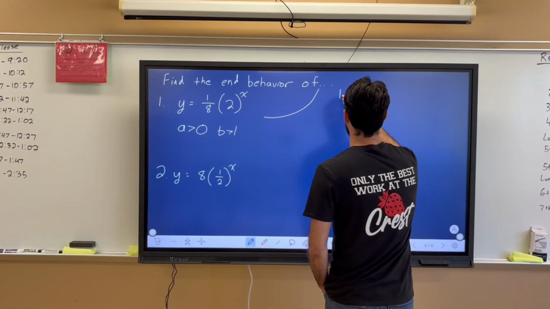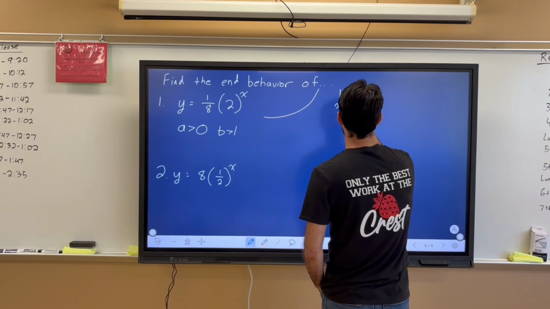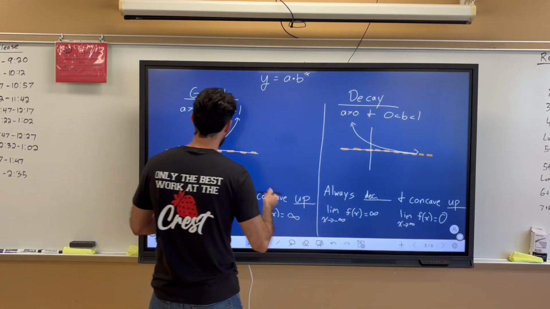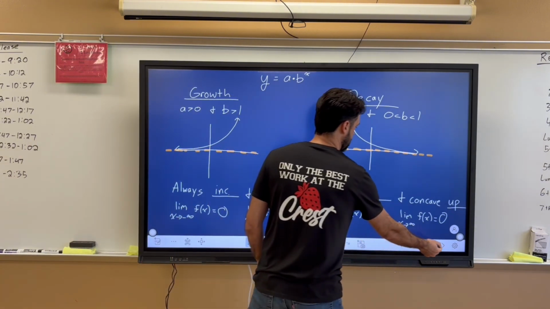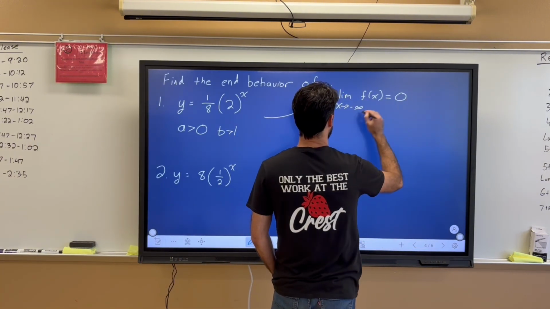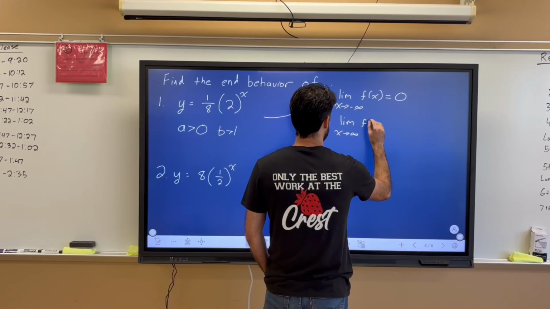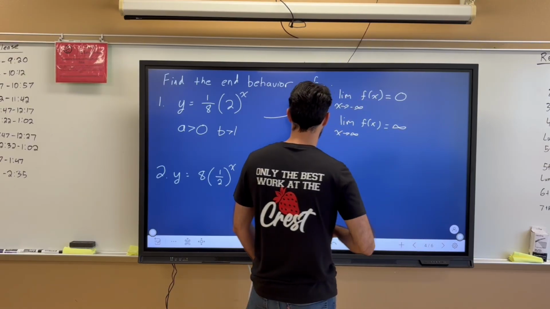The end behavior, so as we head left forever, well, we said before that as we move left forever, the graph is going to approach 0. So as we head left forever, the graph is approaching 0. And as we head right forever, the graph is headed up, so it's approaching positive infinity.